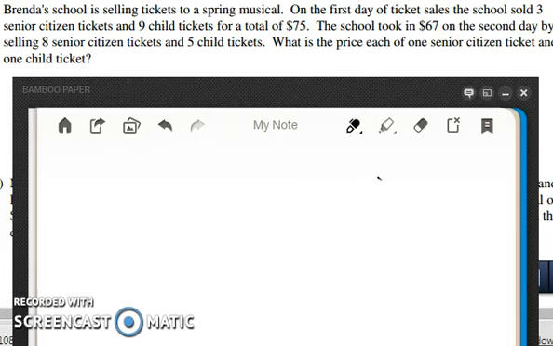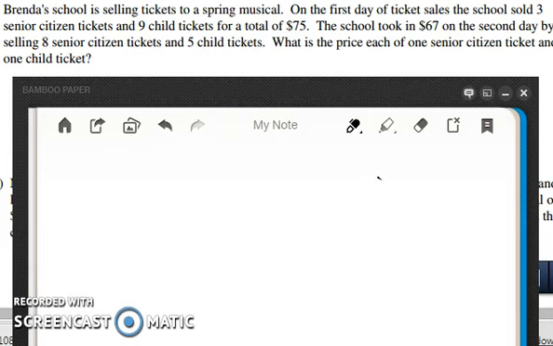Brenda's school is selling tickets to a spring musical. On the first day, the sales sold 3 senior citizen and 9 child tickets for a total of 75. The school took in 67 on the second day. What is the price of a senior citizen child ticket? Now this is the exact same problem, just different numbers. So I want you to go ahead and set this one up on yourself. Go ahead and pause the video right now and set it up.